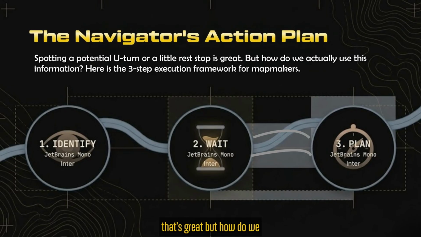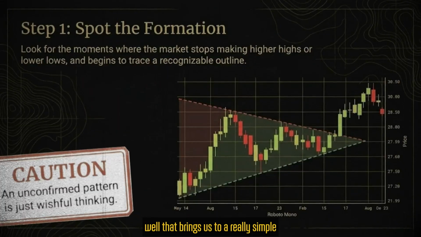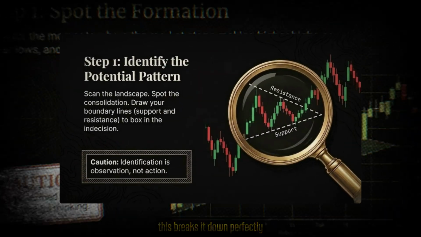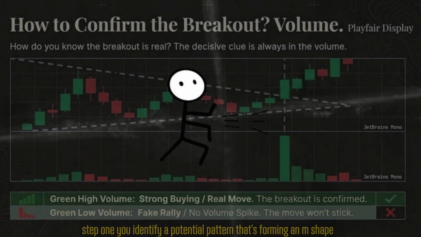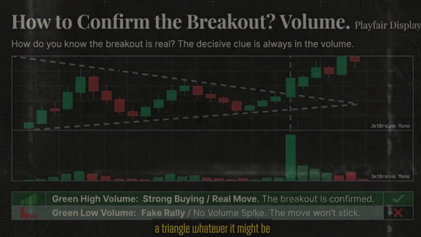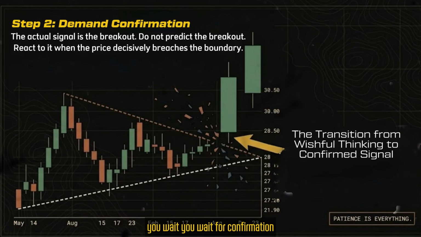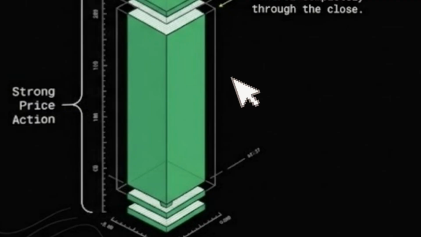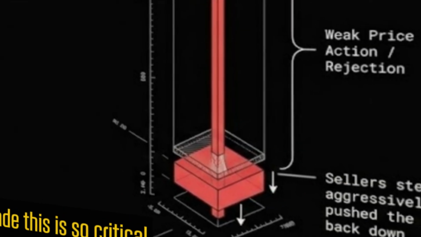That's great. But how do we, as map makers, actually use this information? Well, that brings us to a really simple three-step framework for taking action. This breaks it down perfectly. Step 1. You identify a potential pattern that's forming. An M shape, a triangle, whatever it might be. Step 2. And honestly, this is the most important part. You wait. You wait for confirmation. That means waiting for the price to actually break out of the pattern, like breaking through that neckline we talked about. Only then, as your third and final step, do you plan your trade.